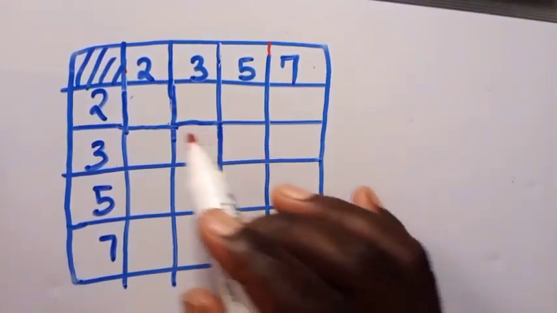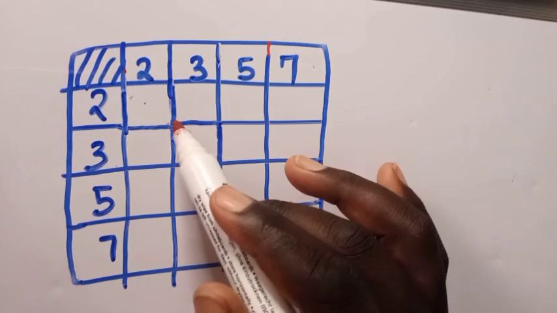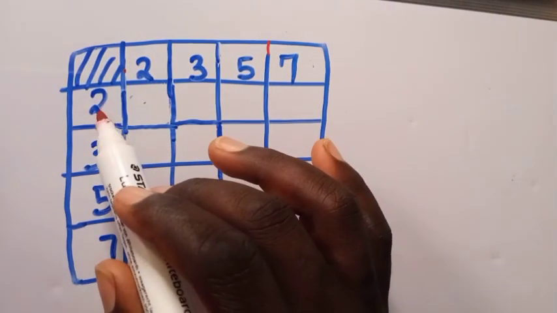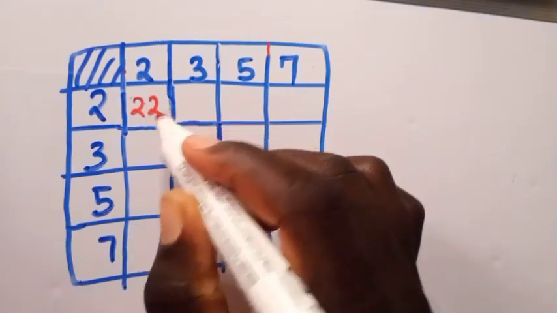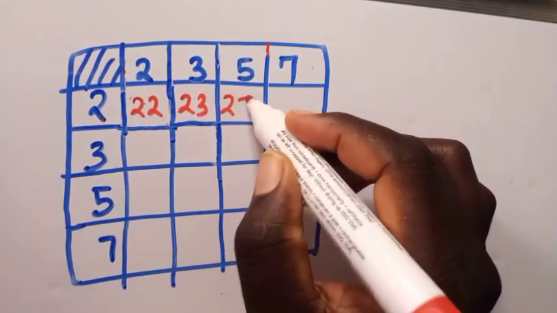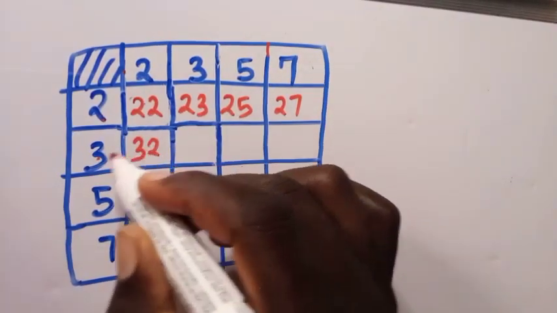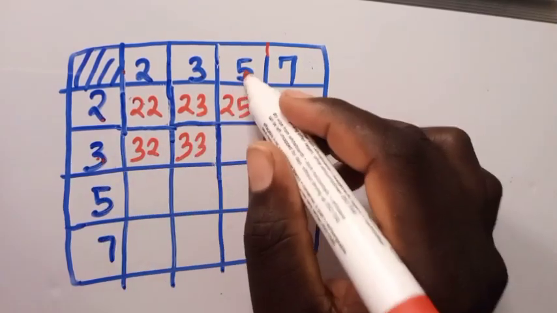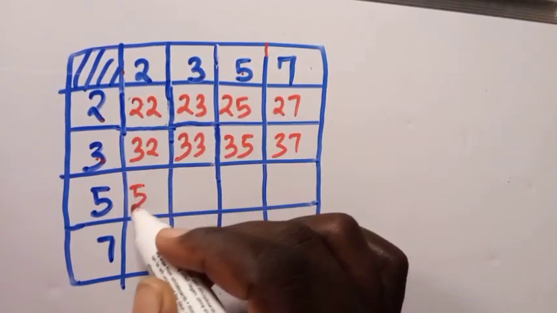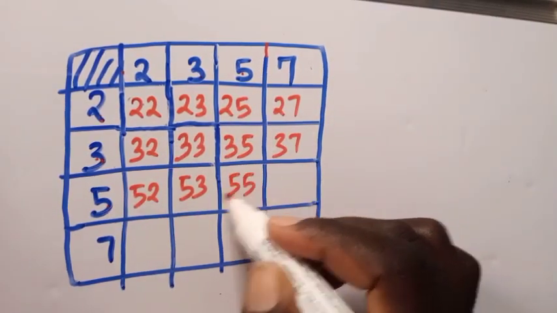Now, in this case, we need to write the possible outcomes in these spaces. This is the space where we write the possible outcome, and that is the whole of these spaces. Therefore, we shall have 2 and 2, that is 22. Then 2 and 3, that is 23. Then 2 and 5, that is 25. Then we have 2 and 7, that is 27. Then we have 3 and 2, 3 and 3, 3 and 5, 3 and 7. We have 5 and 2, 5 and 3, 5 and 5, 5 and 7.